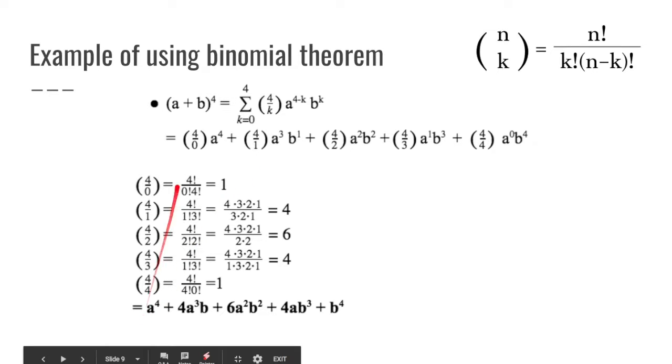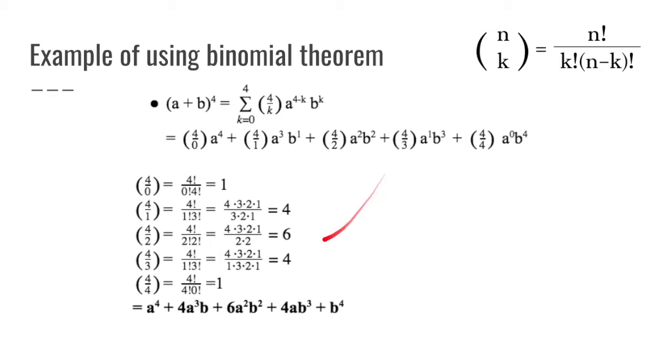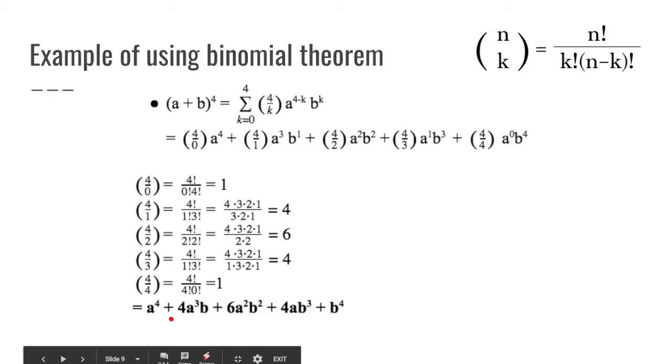So you replace 4 over 0 with 1, and replace 4 over 1 with 4, 4 over 2 with 6, 4 over 3 with 4, and 4 over 4 with 1 to get a to the power of 4 plus 4 times a to the power of 3 times b plus 6 times a to the power of 2 times b to the power of 2 plus 4 times a times b to the power of 3 plus b to the power of 4. So hopefully this doesn't seem as intimidating as it might have seemed at the beginning.